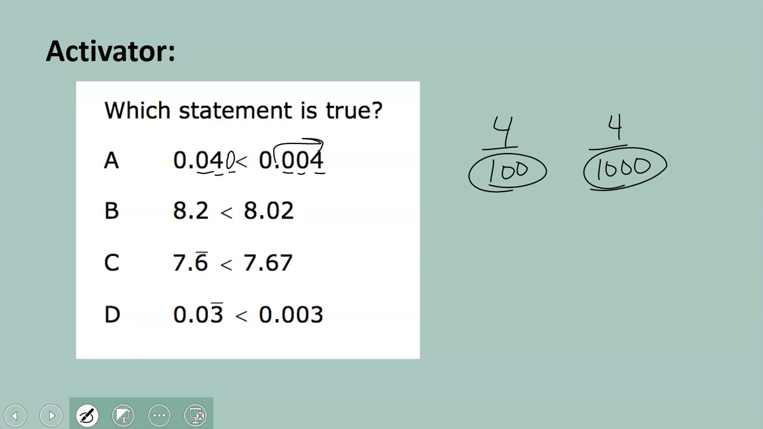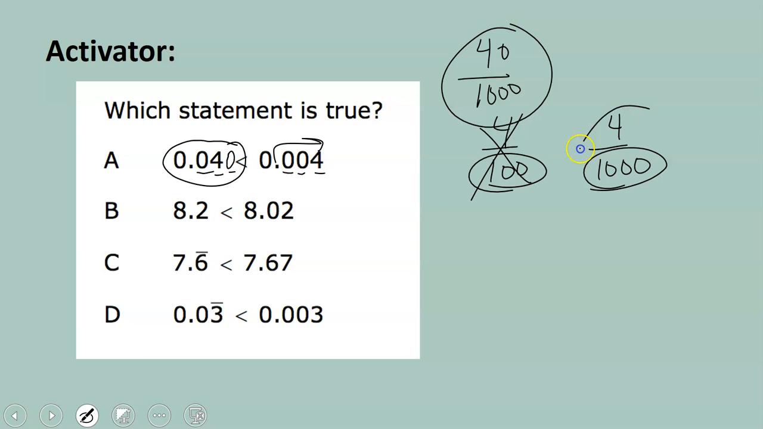And then that would make it so that we are comparing, instead of this being written as 4/100ths, now this is 40/1000ths. So we changed 4/100ths to 40/1000ths so we can more easily compare. And I hope you can see that 40/1000ths is more than 4/1000ths. So this is not true.